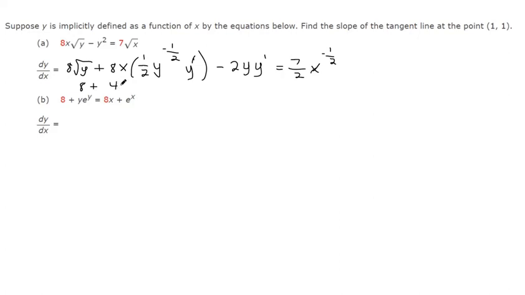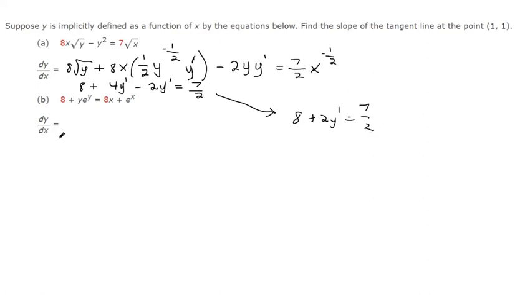So that's 4y prime. Because 8 times 1 is 8. 8 times 1/2 is 4. 4 times 1 is 4, and then we have a y prime left over. And then we're plugging in 1 for y, so that's 2y prime. And then we're plugging 1 in for x, so that's 7/2 over here. And then you can solve that equation for y prime, right? Collect like terms. 4y prime minus 2y prime makes 2y prime. And then you can keep going from there.